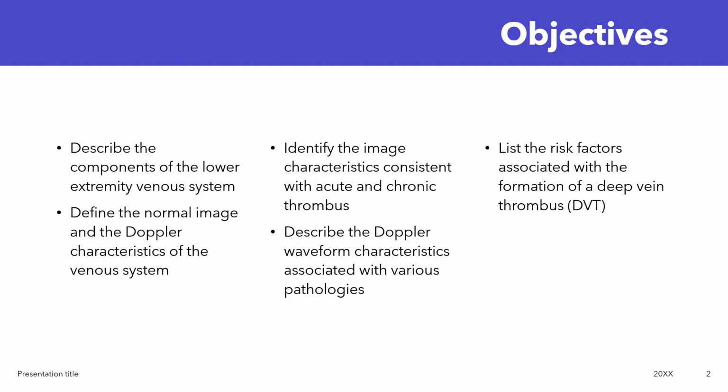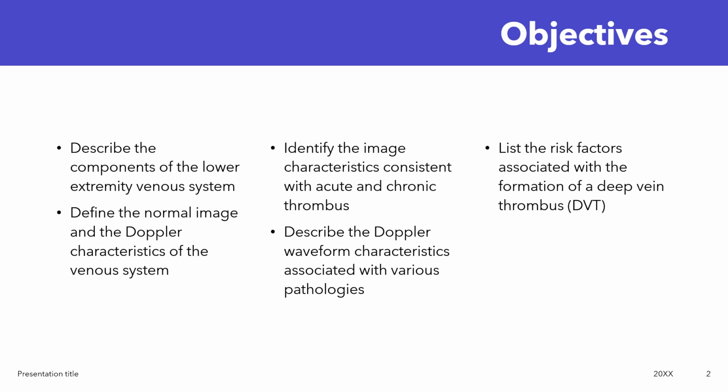Our objectives for today are to describe the components of the lower extremity venous system. This should be a review in that we just took a look at the anatomy of all of our vascular systems just a couple weeks ago, but we can briefly review the lower extremity system, as I find having a lot of confidence in your knowledge of anatomy makes these exams tremendously more efficient and easier.